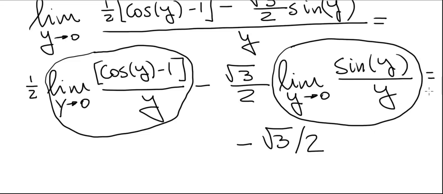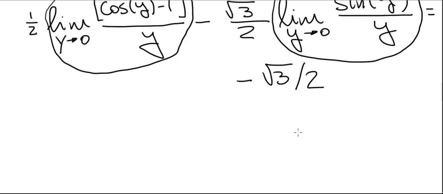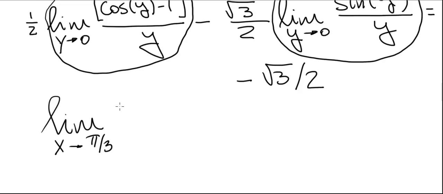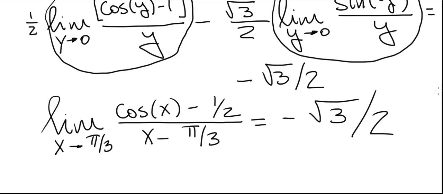So let's recap this. After using those three known things in order to break down the original limit, we're able to discover that the limit as x approaches pi over 3 of cosine of x minus 1/2 divided by x minus pi over 3, that limit is equal to minus square root of 3 divided by 2.